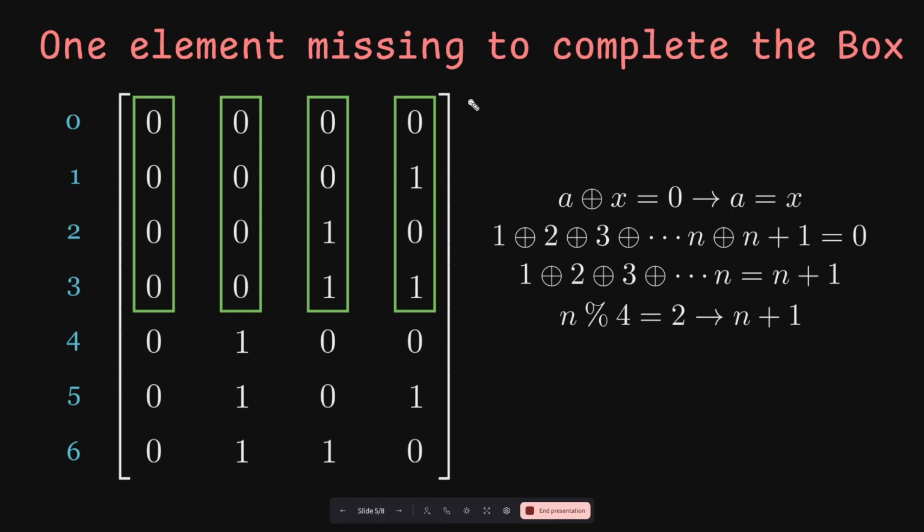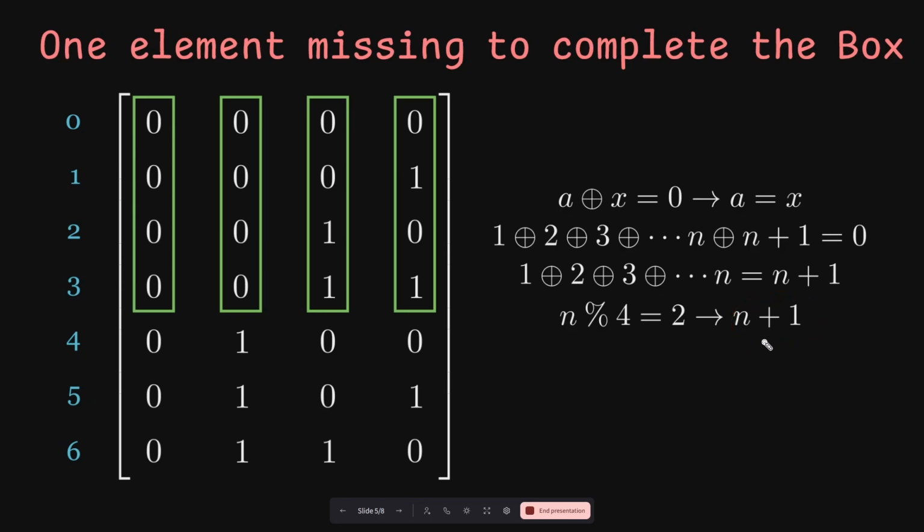Therefore, if you need to compute the XOR of all of these integers, what happens when you add the missing element? If you add the missing element, then the last box will be completed and the answer will be 0. So that is why, if you add this missing element, the answer will become 0. But you were interested in this quantity, so you can send this missing element to the right hand side, and therefore you can claim that if n modulo 4 is equal to 2, then the answer is n plus 1.